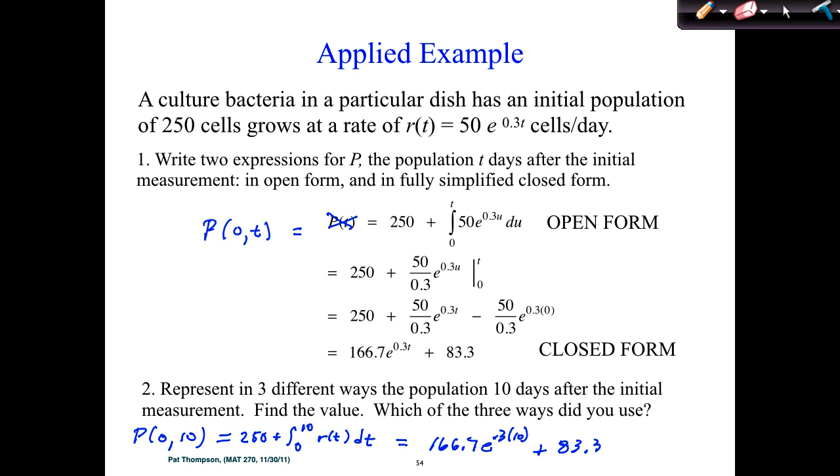250. According to closed form, it's still 250 when you plug t equals 0 in, because it's the same function. This is the exact same function. They both give 250 as the initial population, even though this constant is plus 83.3. All right, and so which one of these without GC would we use to find the value? The last one, right? Closed form allows for computing the value.